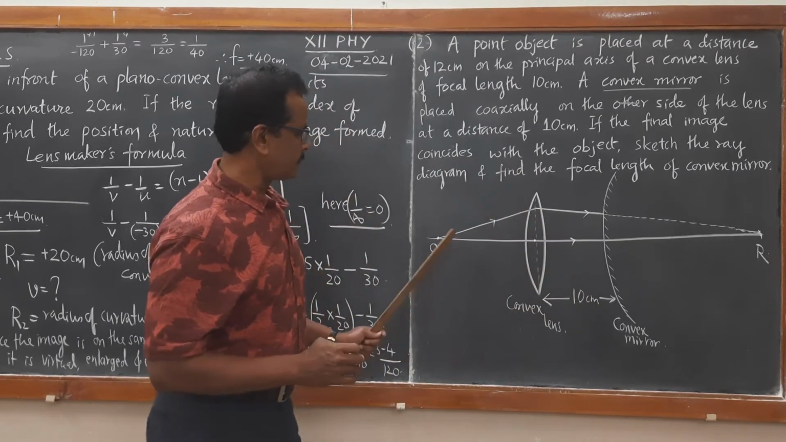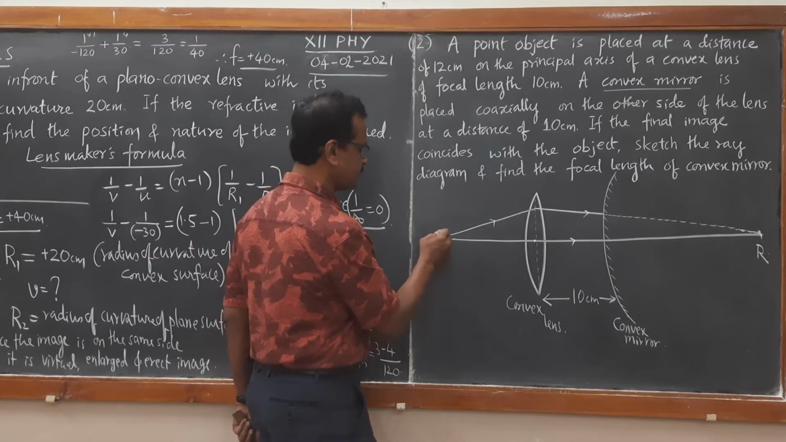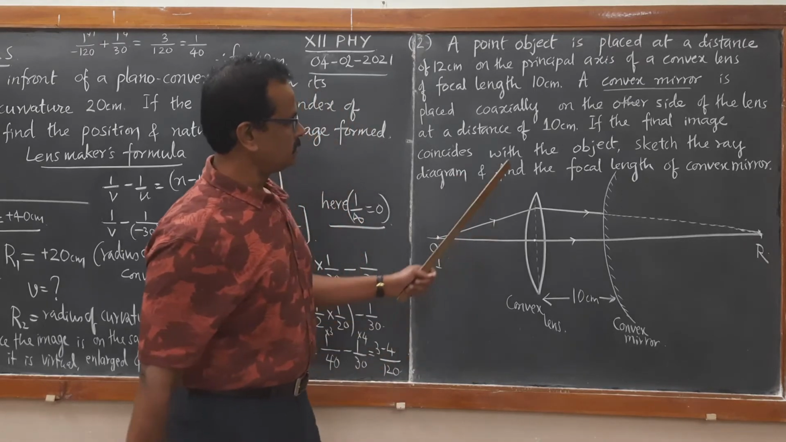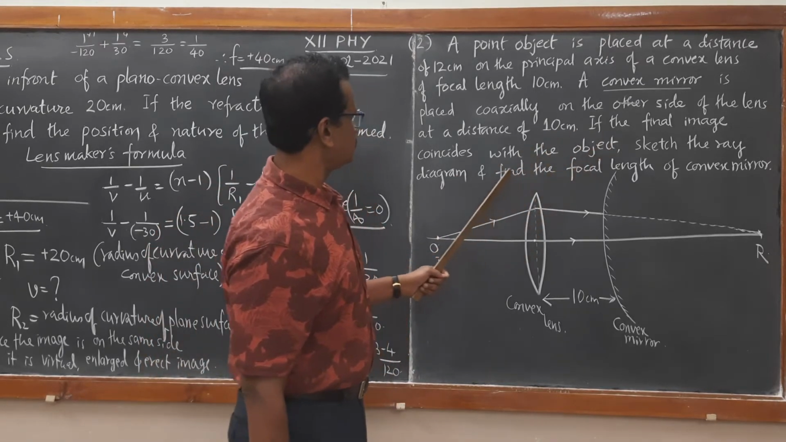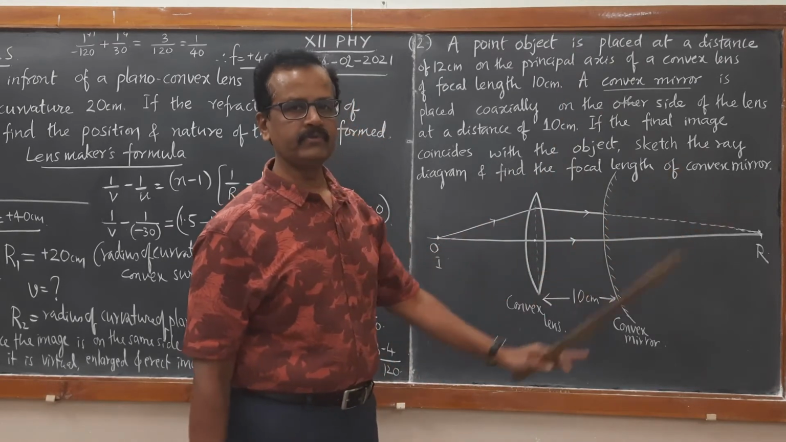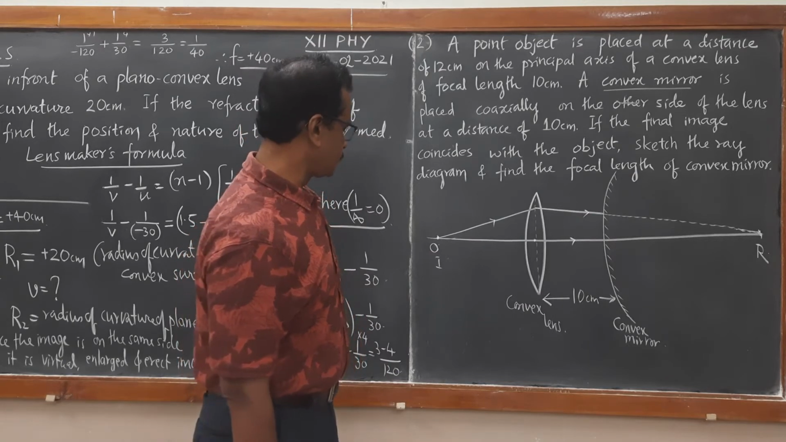Okay. Now this is a point object, and the image is also going to be formed at the same position. Then you are asked to find the focal length of this convex mirror. What should be the focal length of this convex mirror? Okay. Now the given things.